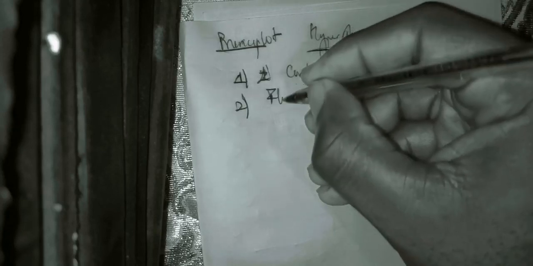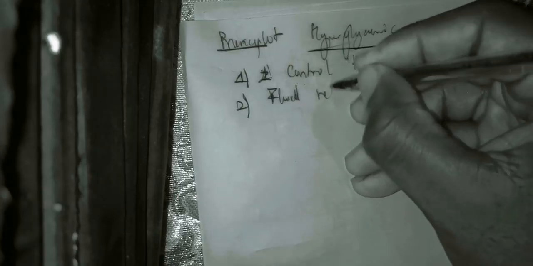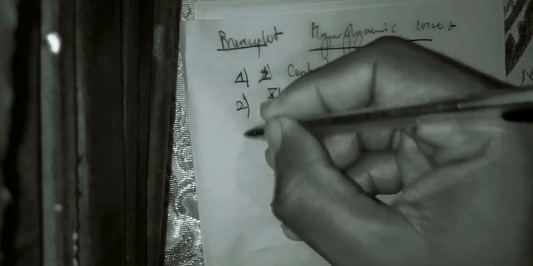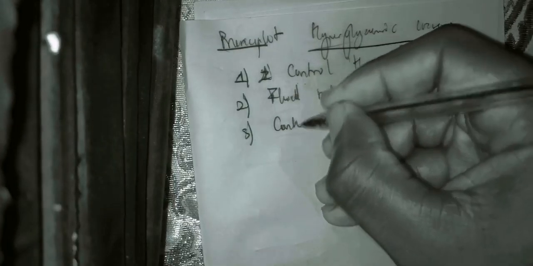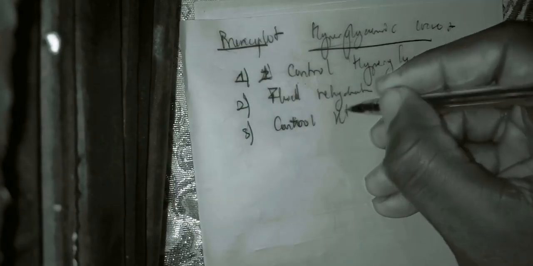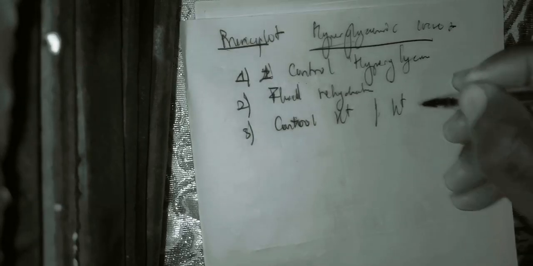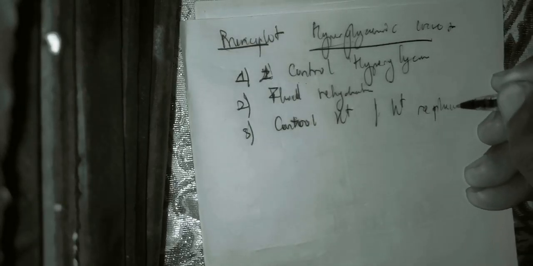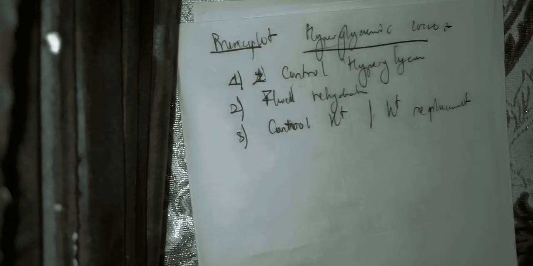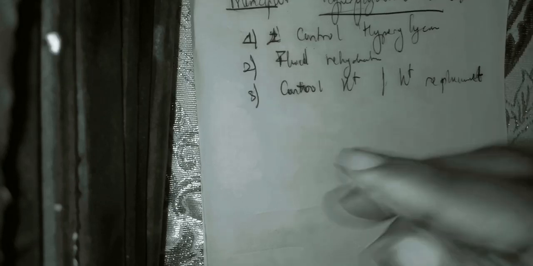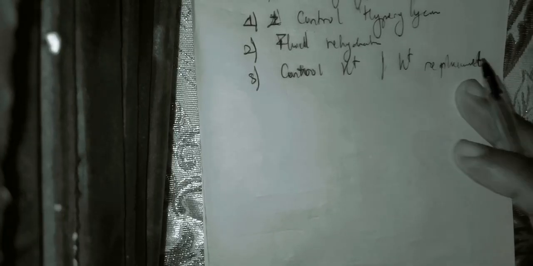Two, the second principle of management after that is fluid rehydration. And then three, it is control of potassium ion level, with potassium ion replacement. Is it clear? So those are the different things that you have to keep in mind: control hyperglycemia, fluid rehydration, and potassium ion replacement.